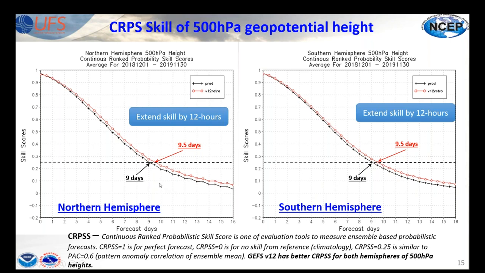This is the CRPS scale, the continuous rank probabilistic score, equal to 0.25, which is similar to an anomaly correlation of 0.6, or the useful forecast length. And what you can see here is with the GEFS V12, we are extending the useful forecast scale by about half a day. Typically, the improvements are about 1 day per decade based on past experience. So we are getting about half a day of improvement with just one implementation. It's observed in both global hemispheres, both the northern hemisphere as well as the southern hemisphere.